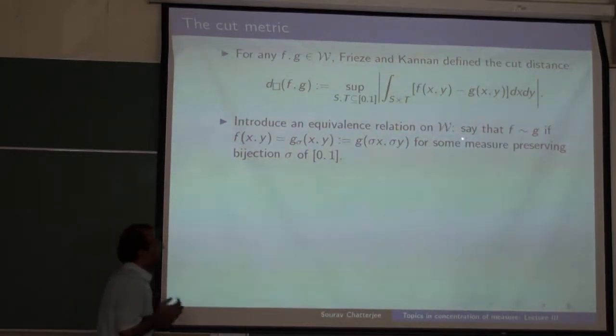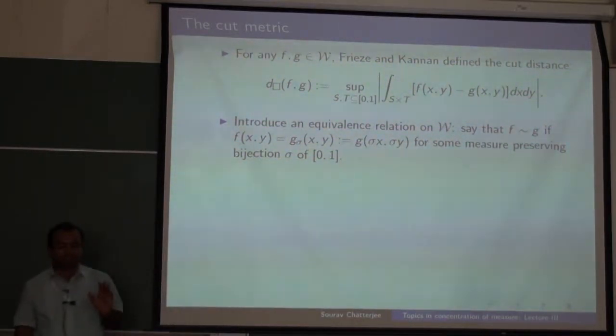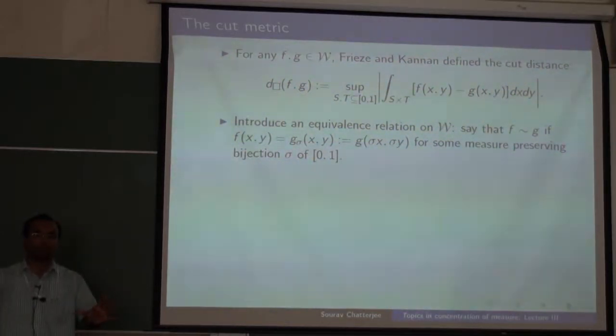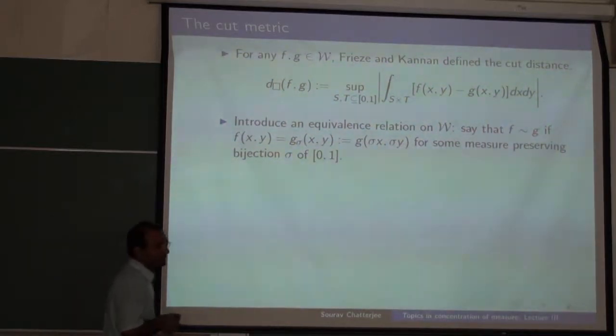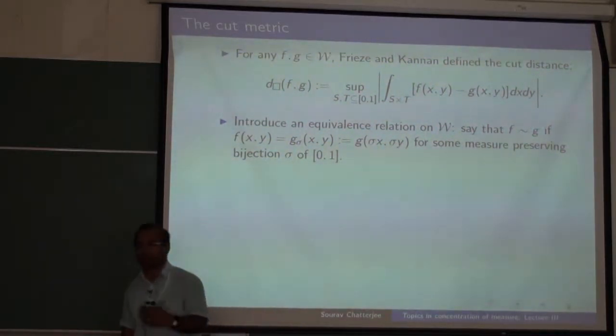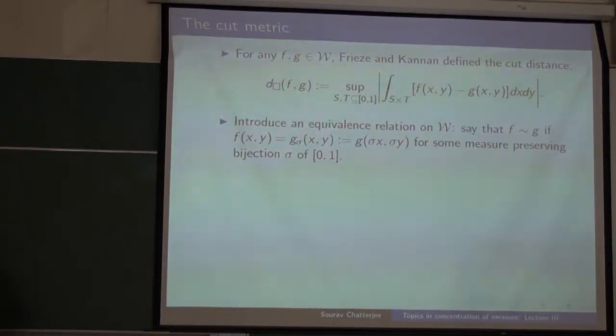Now you introduce an equivalence relation. That's very important, because two graphs are the same if one can be obtained from the other by a relabeling of vertices. Similarly, you say two functions are the same if one can be obtained from the other by a relabeling of the points of [0, 1]. So if f(x, y) is g(σ(x), σ(y)) for some measure preserving bijection σ of [0, 1]. Measure preserving bijection means that σ is a measure preserving map and its inverse exists and is also a measure preserving map. So this equivalence relation is very important.